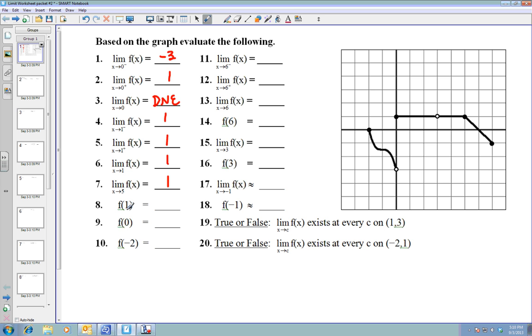Now I want to find f of 1. This has nothing to do with the limit. It just wants to know when my x value is 1, what is my y value? They're looking basically for an ordered pair. So when x is 1, y is 1.